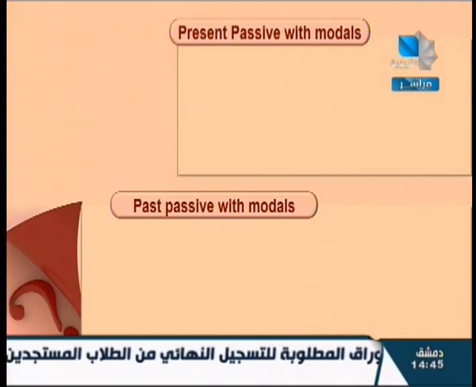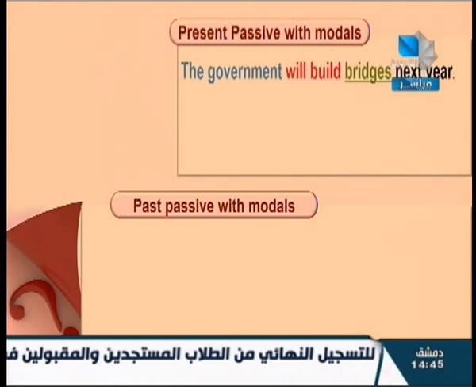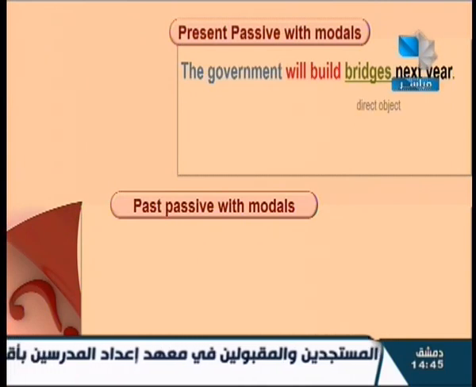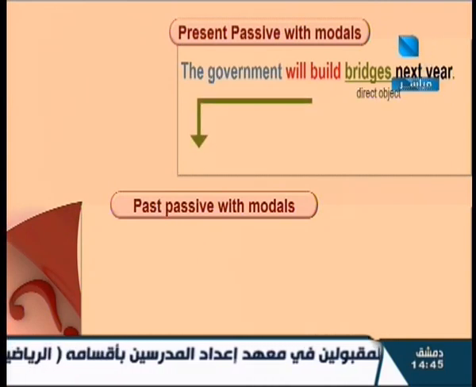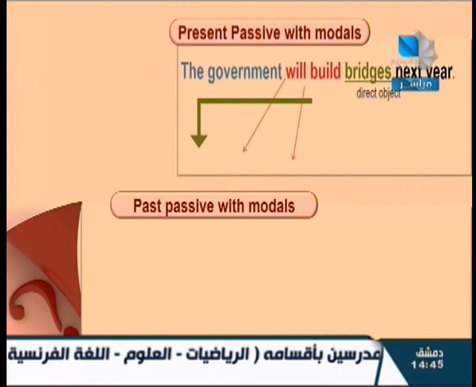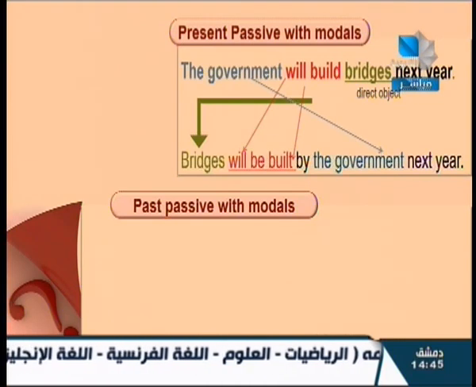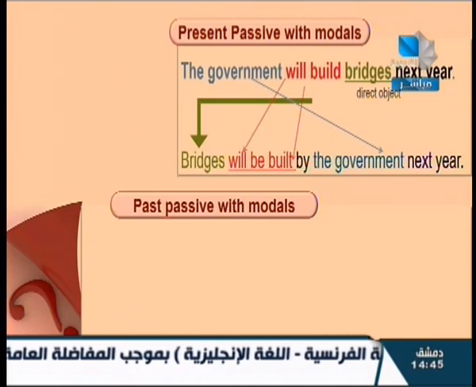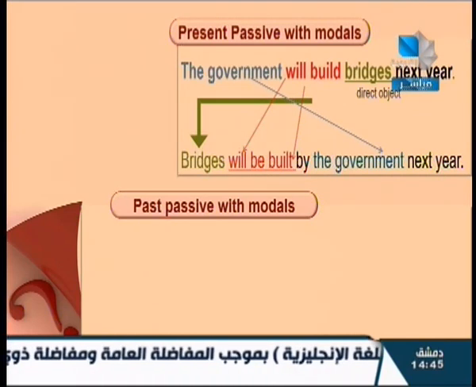After that we have present passive with modals. The government will build bridges next year. We have to put the object first, bridges, then the modal verb will. After it we have to put be in the base form. Then we have to put the verb in the past participle, built, the agent by the government, then the complement next year.